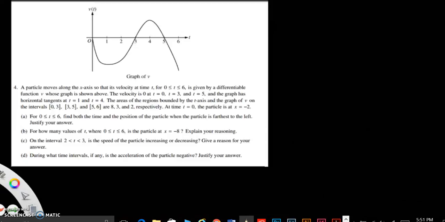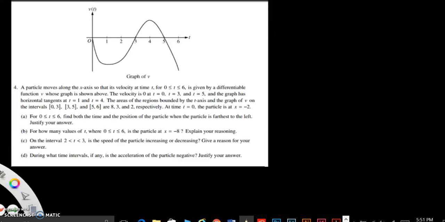Okay, and the graph has horizontal tangents at t equals 1 and t equals 4. The areas of the regions bounded by the t-axis and the graph of v on the intervals 0 to 3, 3 to 5, and 5 to 6 are 8, 3, and 2 respectively. At time t equals 0, the particle is at x equals negative 2. For t between 0 and 6, find both the time and the position of the particle when the particle is furthest to the left. Justify your answer.